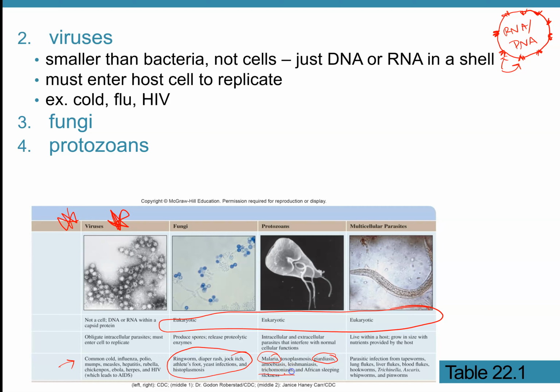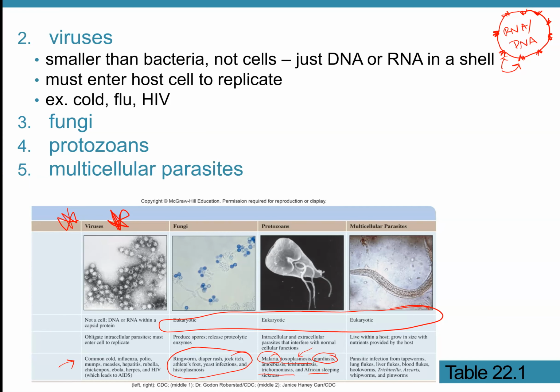Trichomonas, you can get from eating raw pork. African sleeping sickness. Toxo is another somewhat common one that you can get. There's a fear of that. If you're pregnant, you shouldn't clean cat litter boxes because of that one. So those are some protozoans.